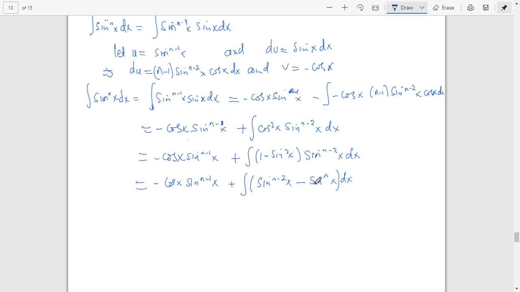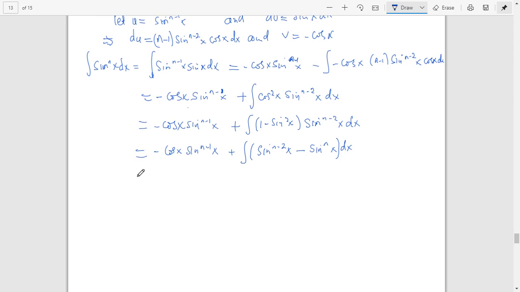Now recall that, okay, before I say that, let me just split the integral. So I have negative cosine of x sine to the power of n minus 1 x plus, if I split this integral, I'm going to get, oh, I think I left something behind. I left n minus 1.